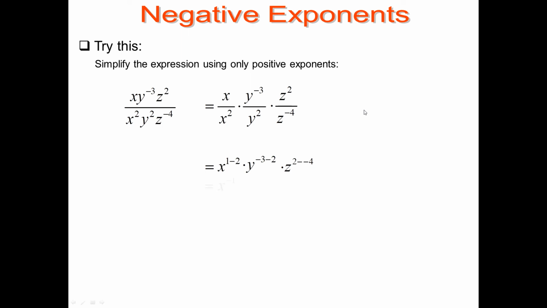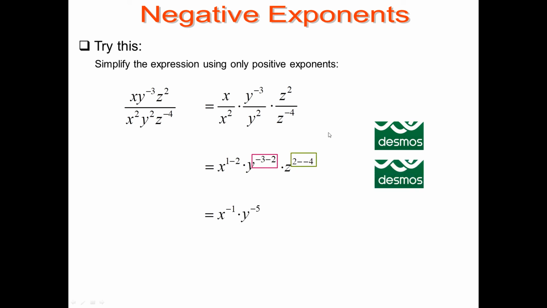Okay, so we've got 1 minus 2, which is negative 1. We could always use Desmos if we need to. Negative 3 minus 2 is going to give me negative 5. And then you would add a line, change the sign, which would give you plus 4, which gives you 6. Okay, so it looks like the x and the y have negative exponents, which are going to reposition them underneath the z to the 6.